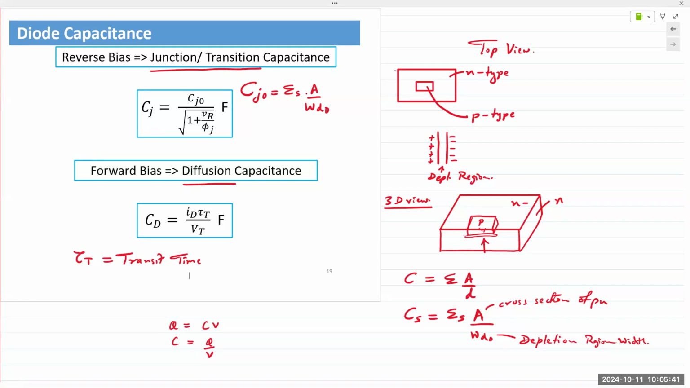Yes, you had a question? Cj0 is the capacitance at the junction due to the depletion region. It is the capacitance due to the physical dimensions of the PN junction.